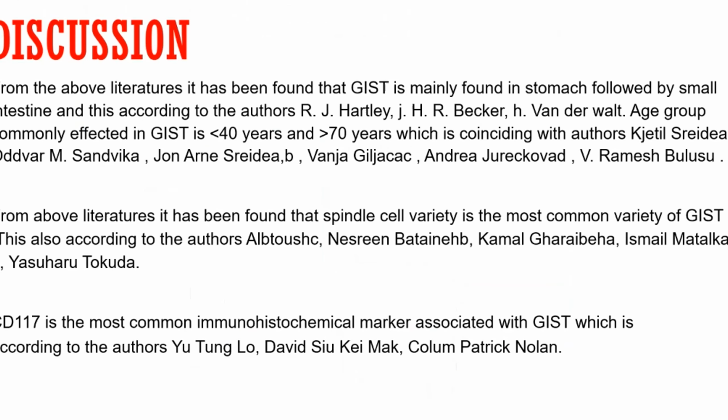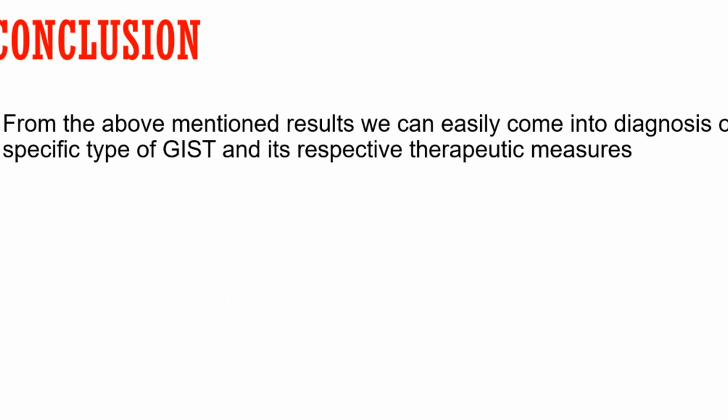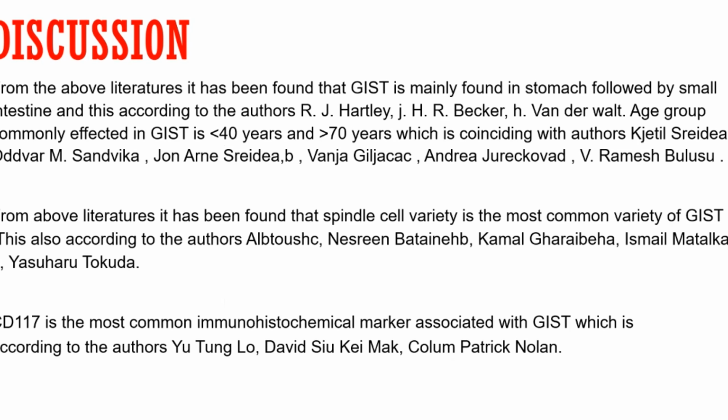Next. So coming to the discussion part, from the above literature, it has been found that GIST is mainly found in the stomach, followed by the small intestine, according to authors R.J. Hartley, J.H.R. Baker, H. Van der Walt. The age group commonly affected in GIST is less than 40 years and more than 70 years, which coincides with the authors Jetil Sredia, B. Odder, M. Sanwaki. Spindle cell variety is the most common variety of GIST, also according to authors Albosto, Nasrin, Batania. CD117 is the most common immunomarker associated with GIST, according to authors Yu Tang Lo, David Sue Kickmark, and Colum Patrick Nolan.